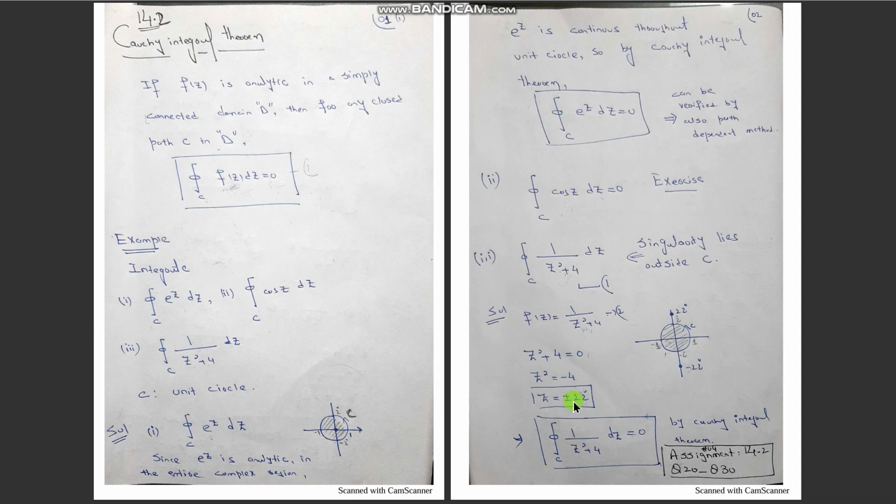The function is not analytic on the entire complex plane, but these two singularities, 2 iota and minus 2 iota, lie outside C. Because C is a unit circle, 2 iota will be up here and minus 2 iota will be on the negative side of y, while the unit circle goes only 1 unit on the positive y-axis and 1 unit on the negative y-axis. Thus the function 1 over z square plus 4 is analytic on this curve C, and by Cauchy integral theorem the integration of this function along C, where C is the unit circle, is always equal to 0.